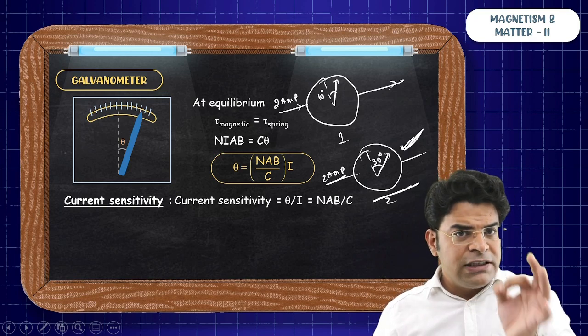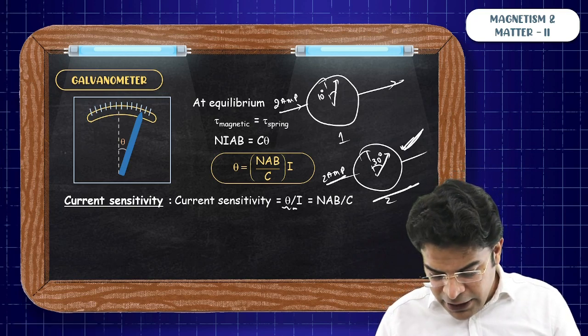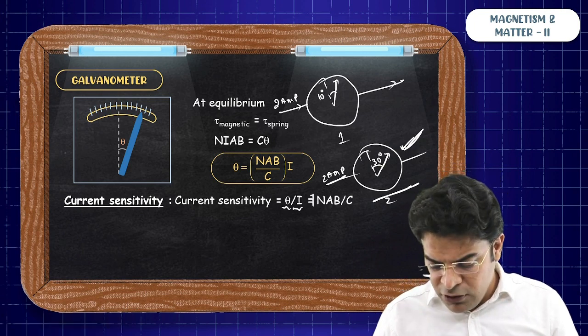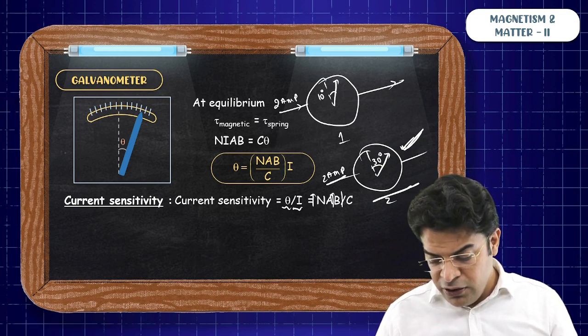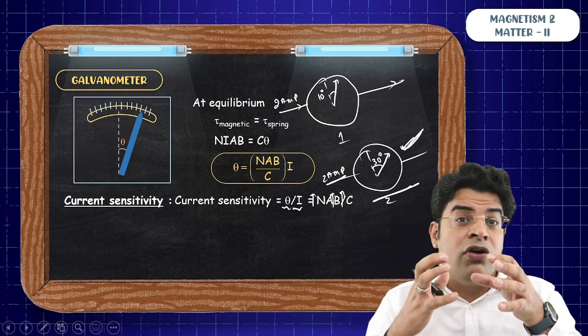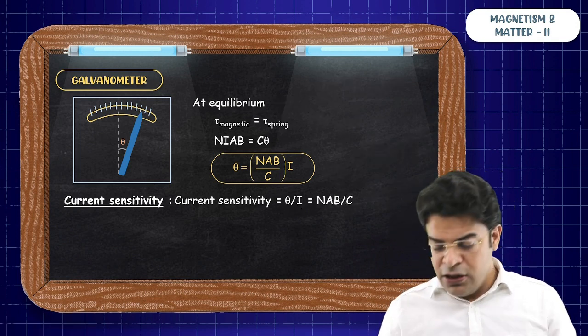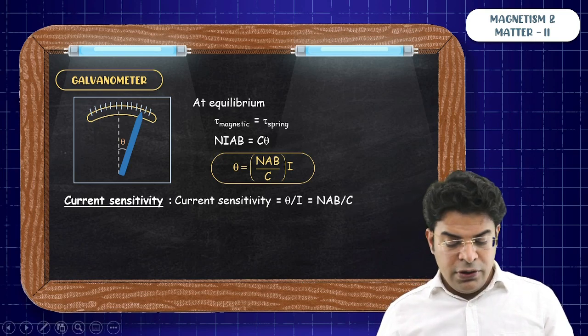So the current sensitivity is defined as theta by I. To make a galvanometer more current sensitive, increase the number of turns or increase the area or use stronger magnets so you have got higher magnetic field, or replace the spring with another spring of lower spring constant.